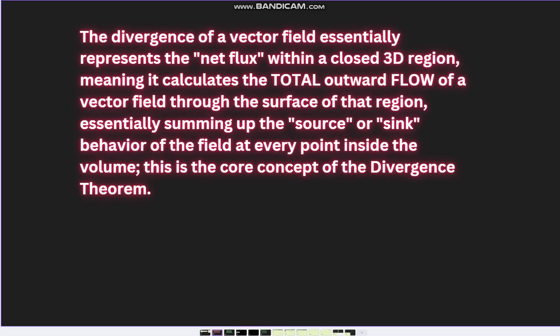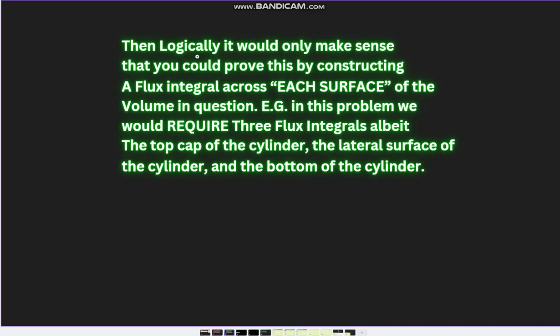Like, how do you want to calculate this, and how difficult are your integrations? That's going to determine which parts of the calculation you're going to use, whether you're just going to do flux or divergence. So I spent a lot of time on this. Let's move on.